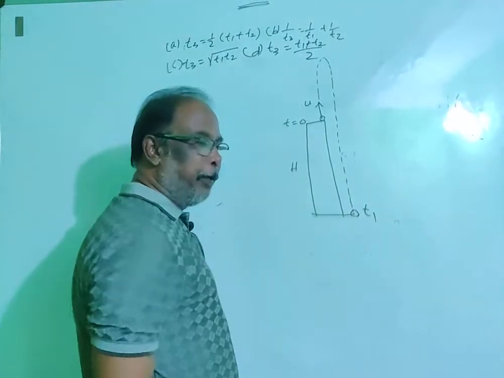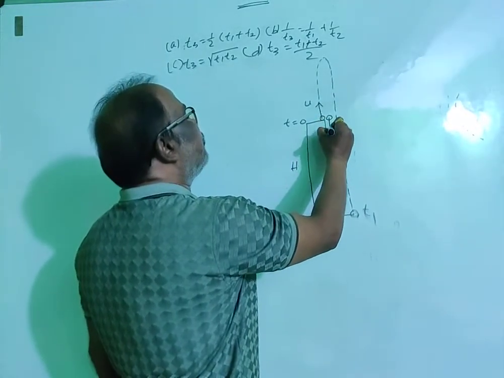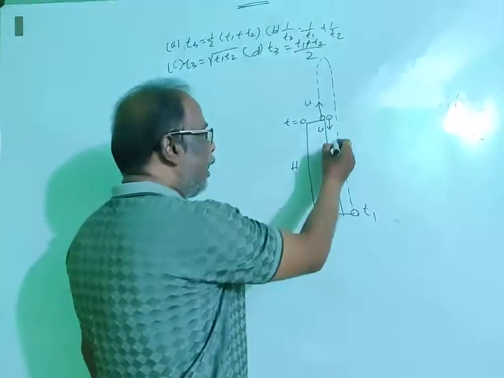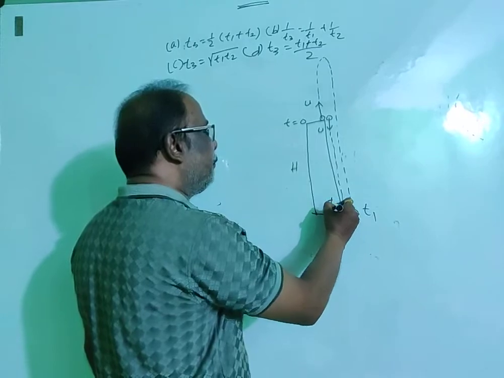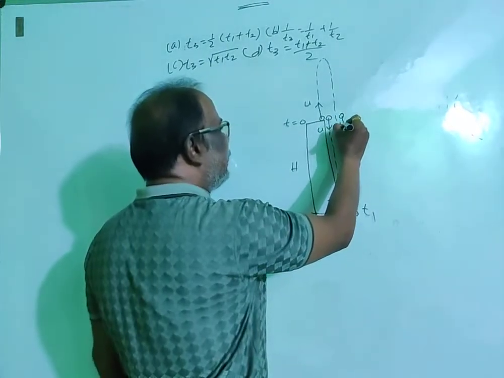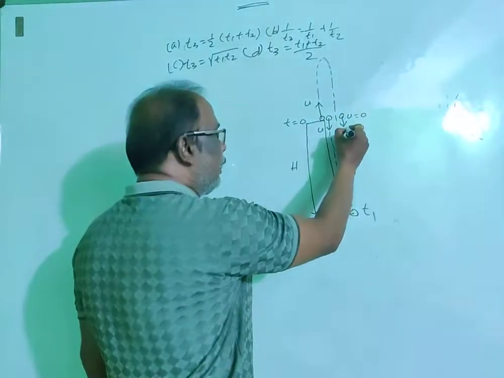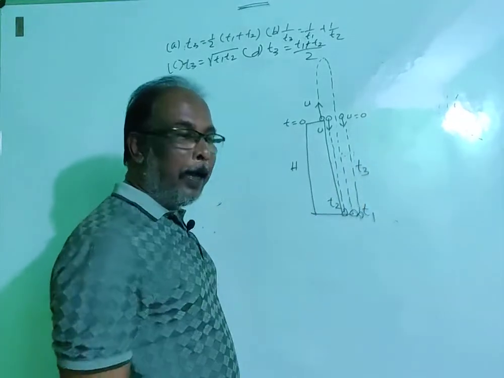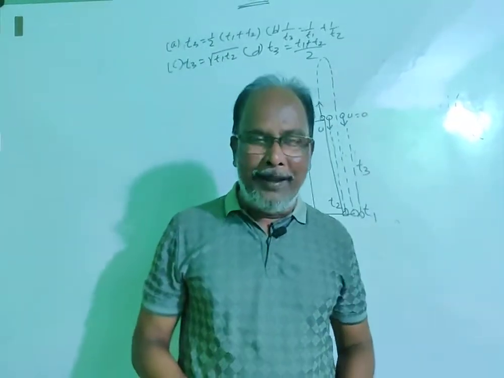Time is t1. Another stone is thrown with same velocity u and it reaches the ground at time t2. And another stone is just released from rest, means its initial velocity is 0, and it reaches the ground at time t3. Then we have to establish a relation between t1, t2 and t3.